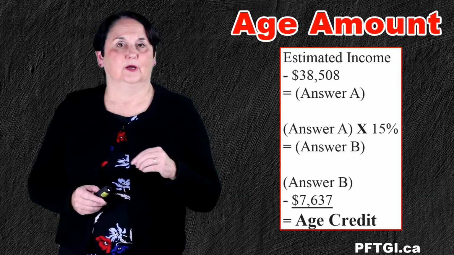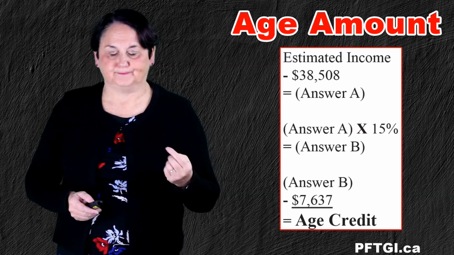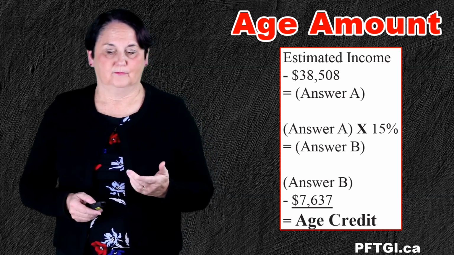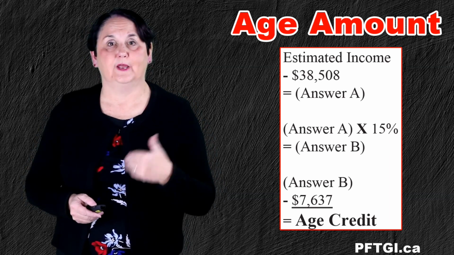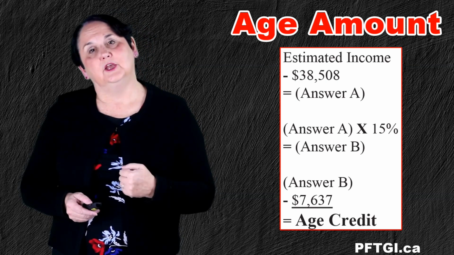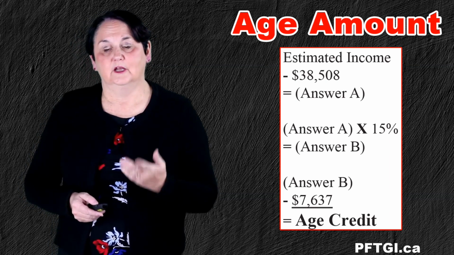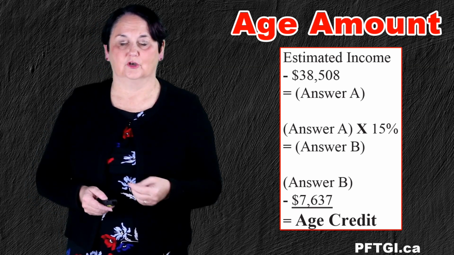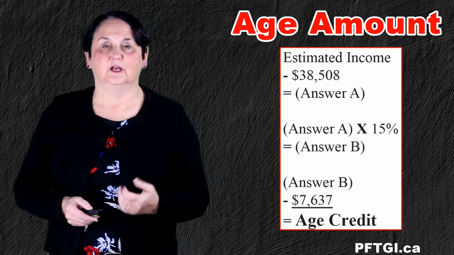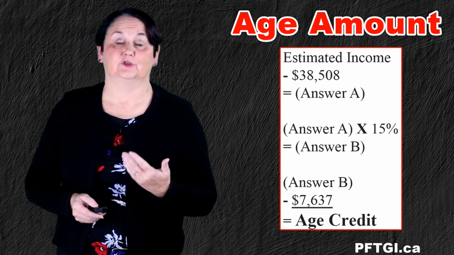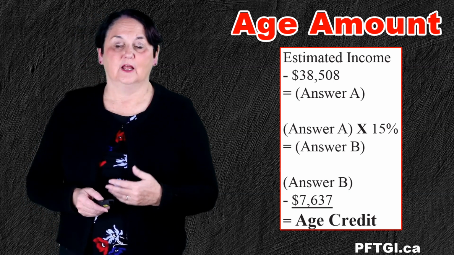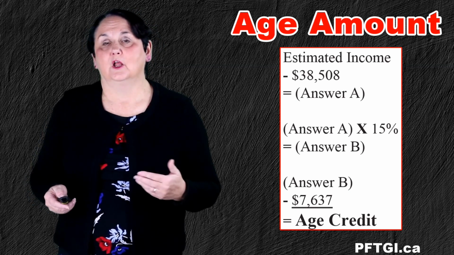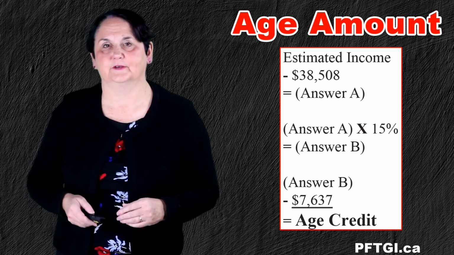Okay, so let's talk about the people who needed to do a worksheet. The age amount. If your estimated income is less than $38,508, you got the full exemption. If your income is above that, then you take the amount that's above $38,508, you multiply it by 15%, you subtract that number from the exemption, which is the $7,637, and that difference is your age credit. Okay, so that credit totally disappears once your income got to the over $80,000 amount we talked about earlier.